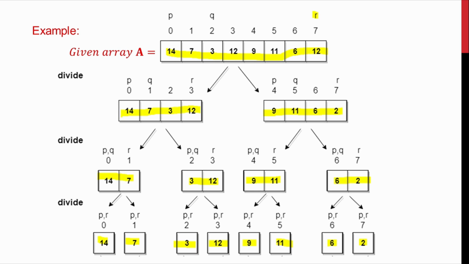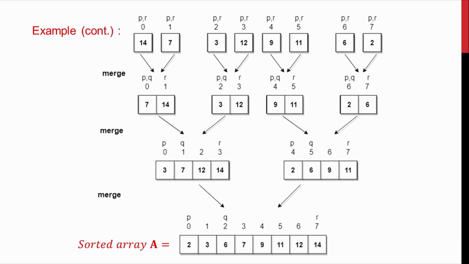In the next iteration, we again divide further: the left subarray into 0 to 1 and 2 to 3, as shown in this figure, and finally we reach a single element in each subarray. And in the merging process, we sort these arrays and merge them, and finally get the sorted array at the last step.